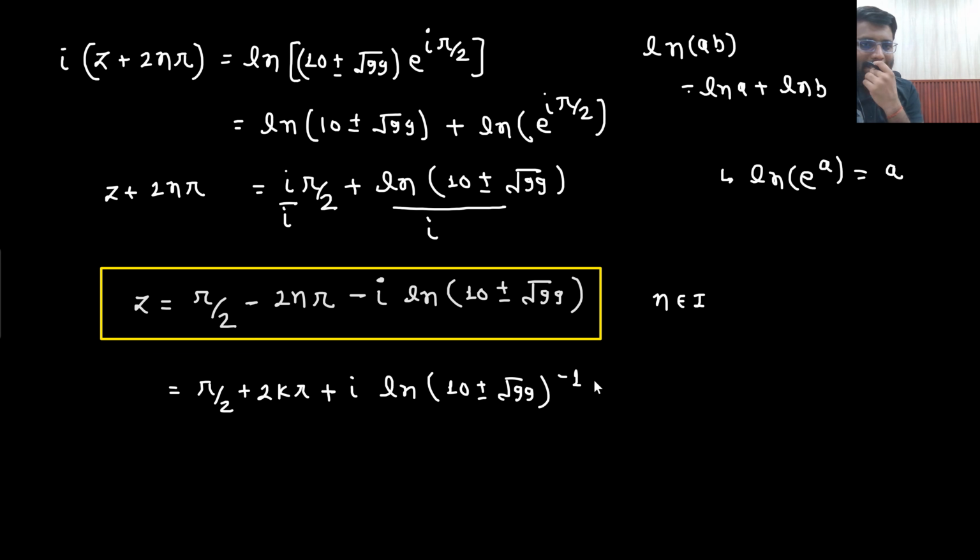Right? Understandable? Now this will become 1 by tan plus minus under root 99.